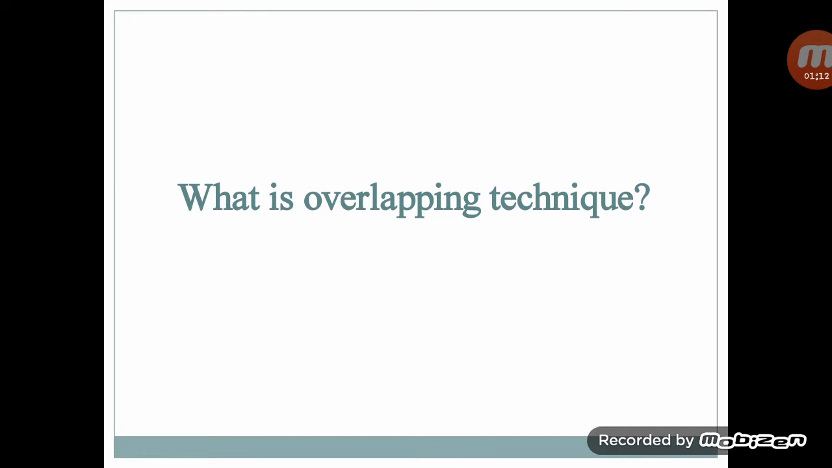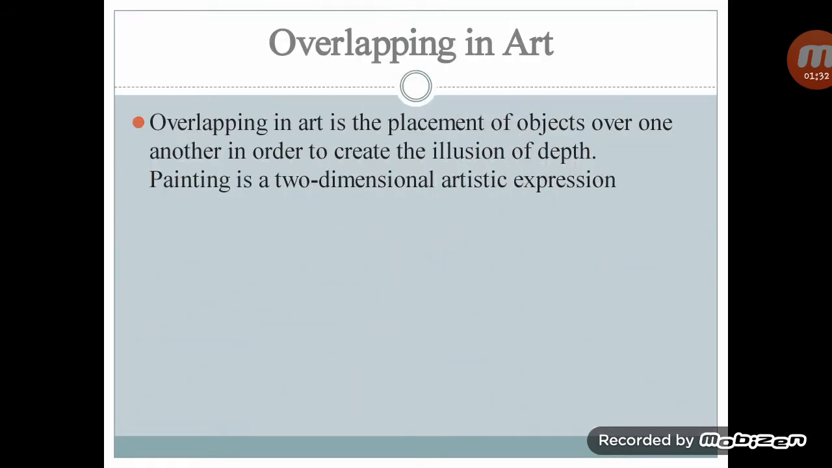If the elements become too close together, it tends to flatten out the design and destroy the illusion of depth and space for the viewer. Overlapping in art. Overlapping in art is a placement of objects over one another in order to create the illusion of depth. Painting is a two-dimensional artistic expression.